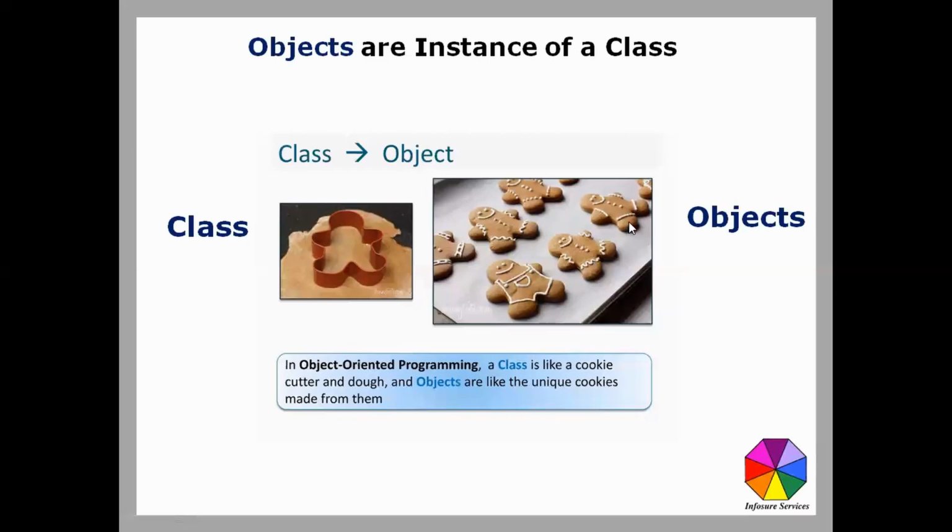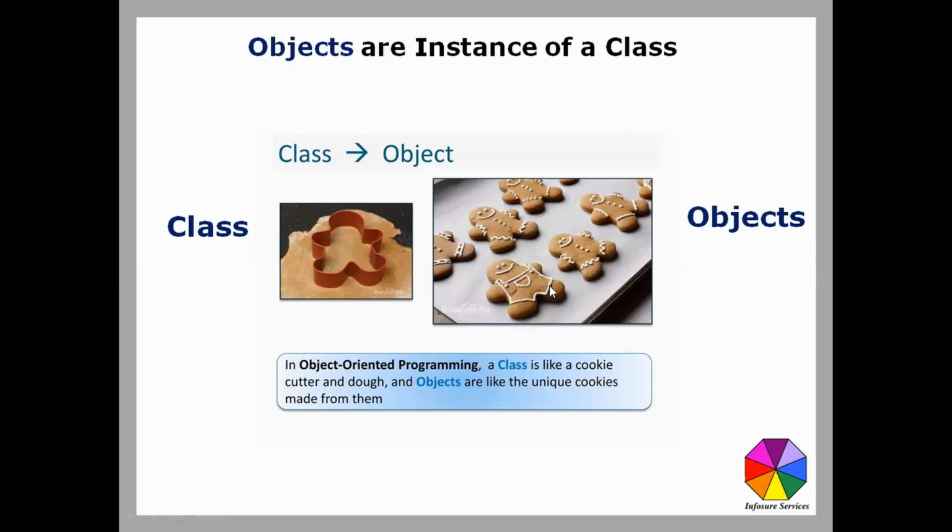Okay, all the cookies coming out of this cookie cutter are called objects of that cookie cutter. Okay, these are cookies, right? So class is like a cookie cutter and the dough, and the cookie cutter operating on that dough will create multiple cookies. So these are like objects.